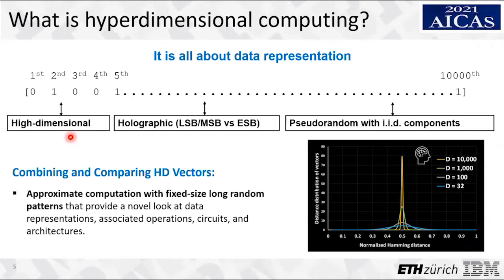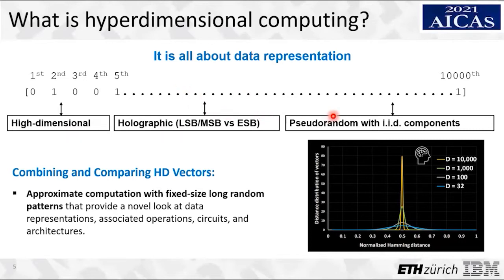So in hyperdimensional computing, the data are high dimensional. Compared to traditional computing where the data is represented using 32 or 64 bits, in hyperdimensional computing, the data is represented using 1,000 bits or even more. And the data in hyperdimensional computing are holographic, which means that the information is distributed evenly across all of the bits, giving equal significance to all bits.